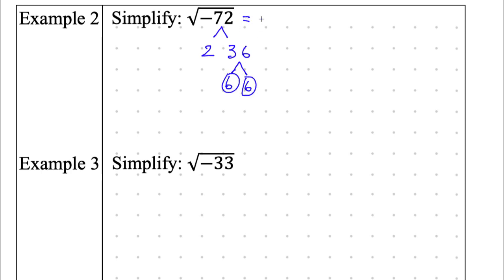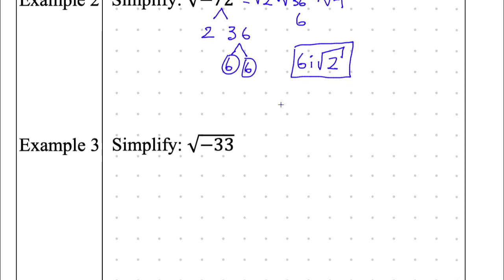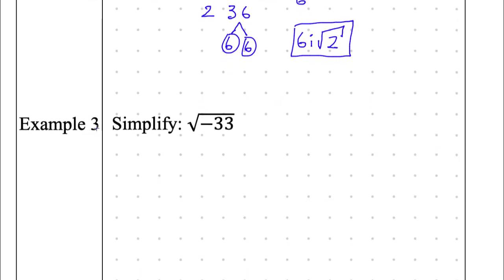So this is equal to the square root of 2 times the square root of 36 times the square root of -1. You don't have to show all of this work. If you just want to jump straight to the answer, you can say, well, I know that this is going to turn into a 6, so it's going to be 6i, then square root of 2. All right, again, pause the video, do example 3 if you have not done so already. All right, you've unpaused the video now.